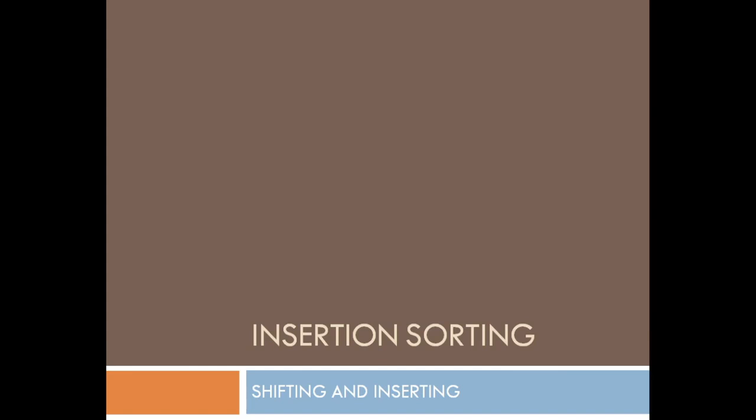Now, in case of insertion sorting, the second method, if we take an unordered array and we want to make it sorted, depending on its value with the adjacent element, it will be checked where it is to be inserted. Based on that, shifting of elements will take place, and in its appropriate place the element is inserted. That's why it is called shifting and inserting the element.